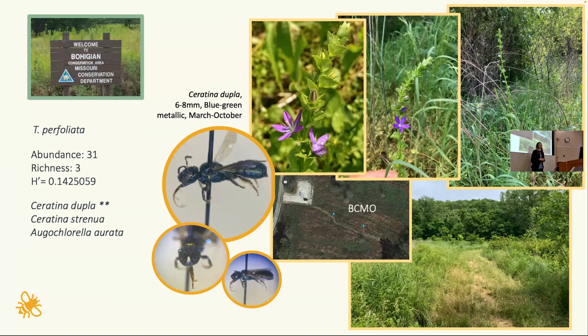We then moved northward to Missouri, or Rolla, Missouri, and sampled at the Bahizian Conservation Area, which was a human preserved natural site. Only Triodanis perfoliata was present there, but pollinators were highly abundant here in comparison to some of the other sites sampled. However, diversity was very low, so we had a high abundance of one or two species, really just Ceratina dupla, which is pictured here.